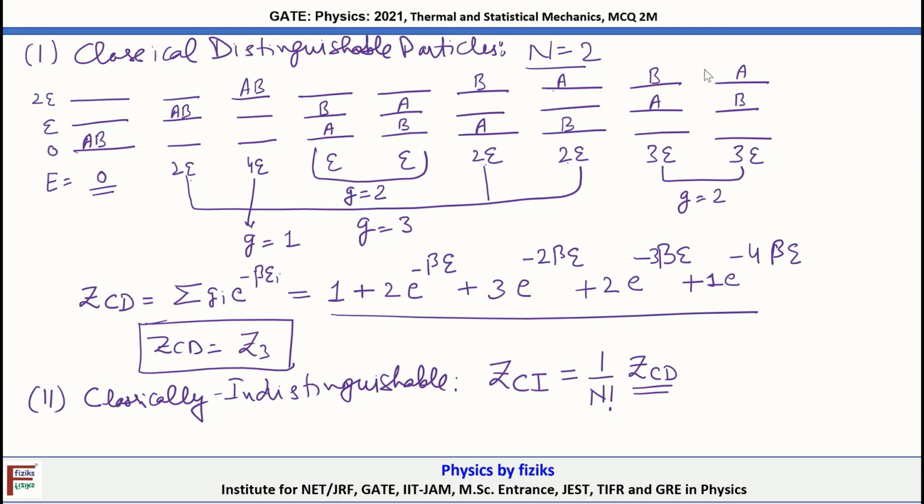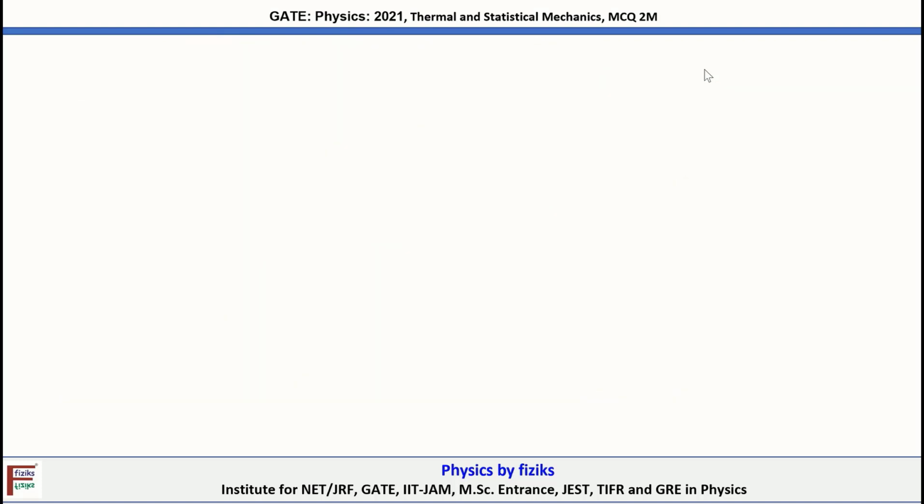Okay, and simply because we are having 2 particles, 1 divided by 2 factorial will give a factor of 1 by 2, and then Z, the partition function for classically distinguishable particles. So the partition function for classically indistinguishable particles is equal to, first term is 1, so that will give us 1 by 2, plus the second term was 2 exponential minus beta e. So when we divide it by 2, it will become exponential minus beta e.